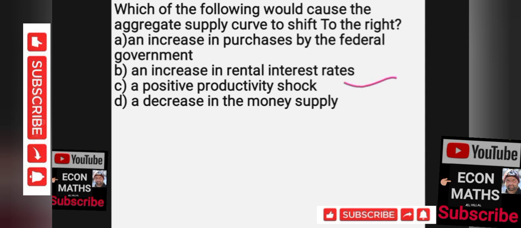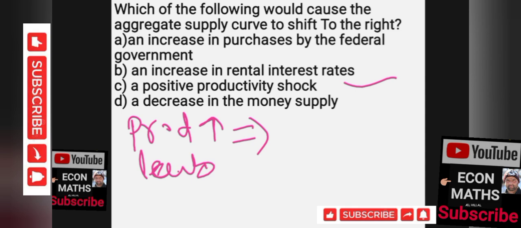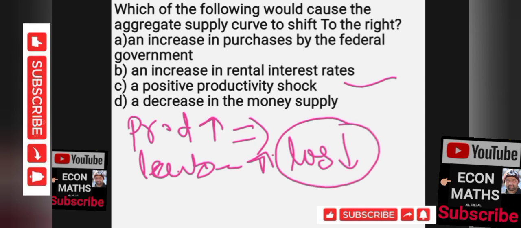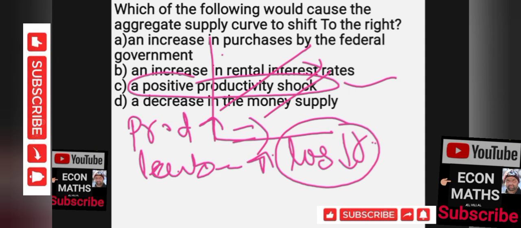Actually, this third option is correct. A positive productivity shock will cause the aggregate supply to shift to the right. How? Because the aggregate supply curve shifts to the right as the productivity increases. If productivity increases, this will directly imply that input prices will decrease. Let us say labor efficiency increases. If labor efficiency increases, that means labor cost will decrease. Because of the decrease in the labor costs, aggregate supply will shift to the right. Okay, so the correct option is positive productivity shock.